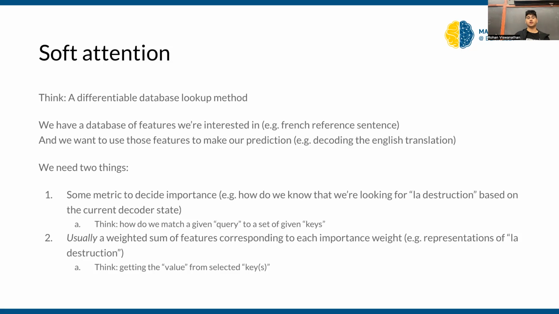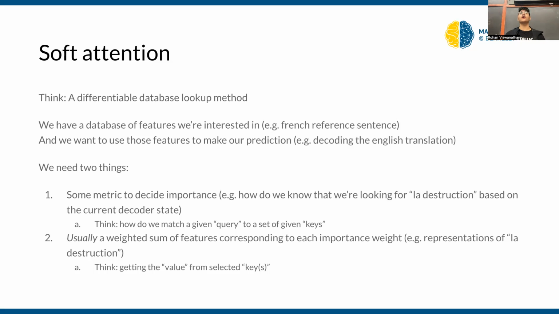We need one metric to determine importance. So what are we looking for in the input to correspond to the output? So this is how do I match a certain query to a set of given keys? These are going to be kind of represented as Q and K. And then we have a weighted sum of features corresponding to each importance weight. So how can I weight these different words, these different similarities to give an EV, an expected value as to which words are more correlated?